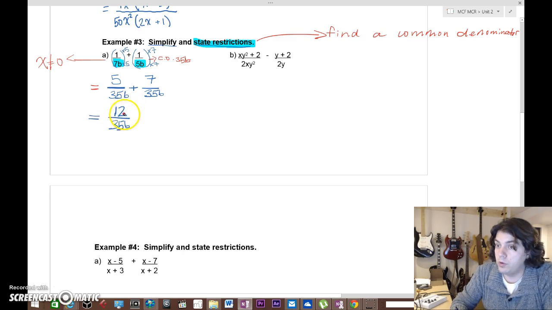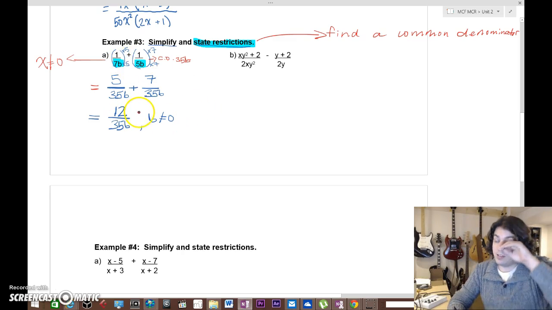Now, if possible, I would reduce this, but 12 and 35 don't reduce. And so that's it. We're done. That's the simplified answer. 1 over 7b plus 1 over 5b equals 12 over 35b. And the restriction is that b can't equal 0. It occurs to me that up here I said that x can't equal 0, but obviously I meant b.